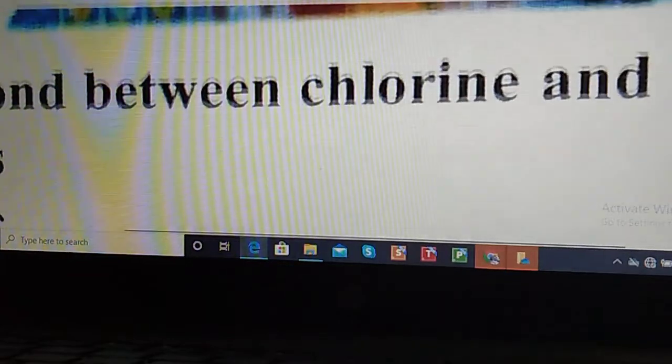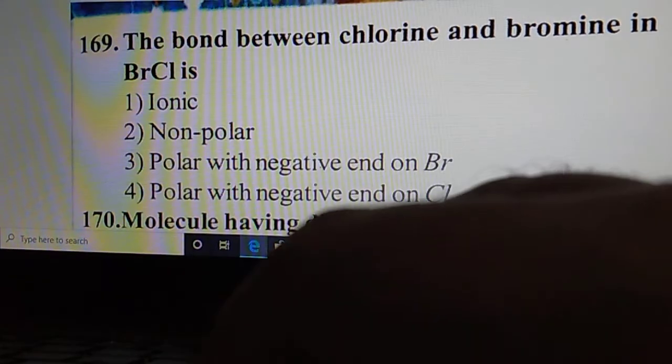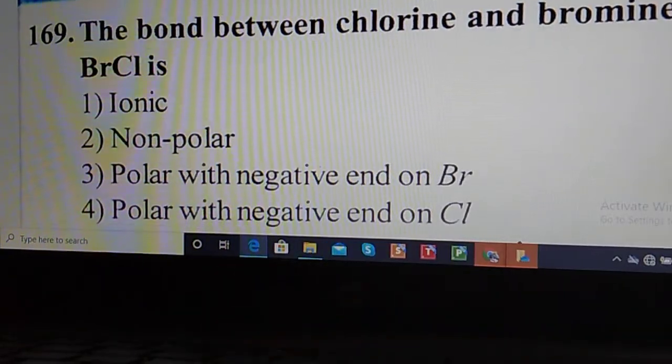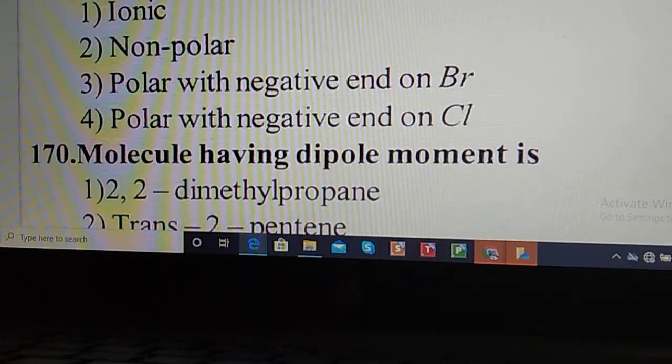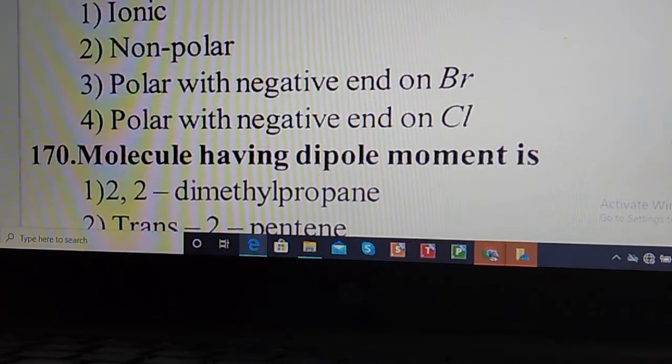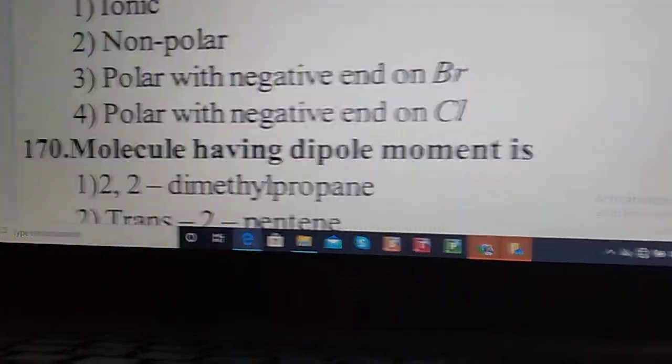What is question 169, student? If you move down, what you will find here in 169 is that they are asking about the bond between chlorine and bromine in BrCl. The options say the bond between chlorine and bromine in BrCl is ionic or non-polar. You see, student, BrCl is there, and its size proportion is there.